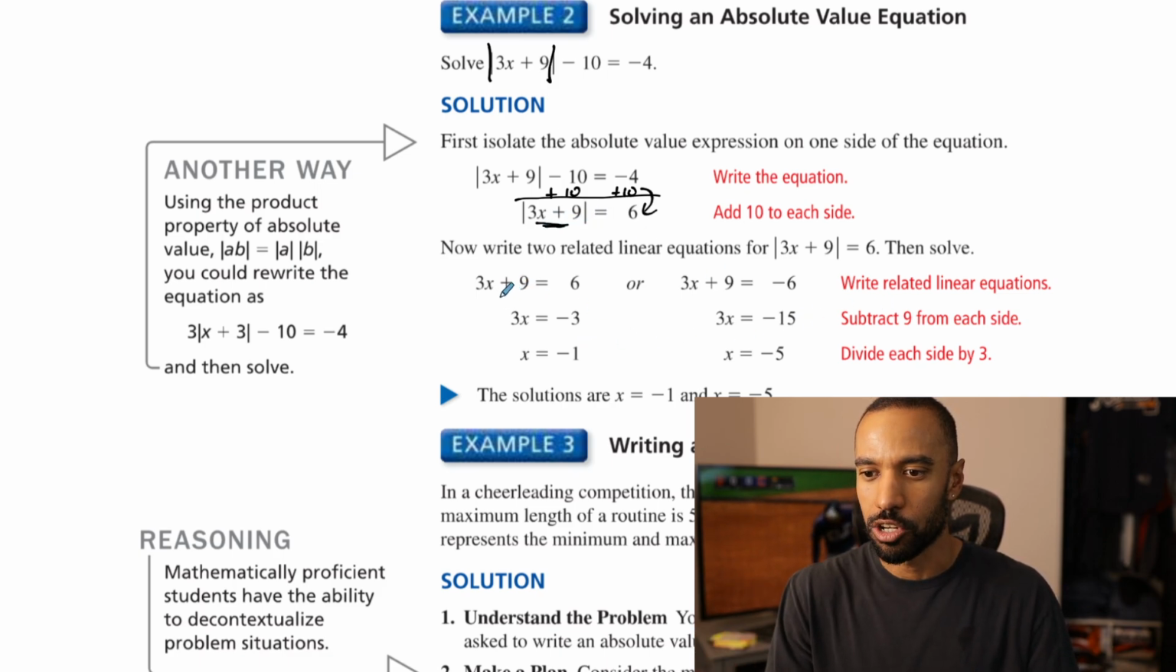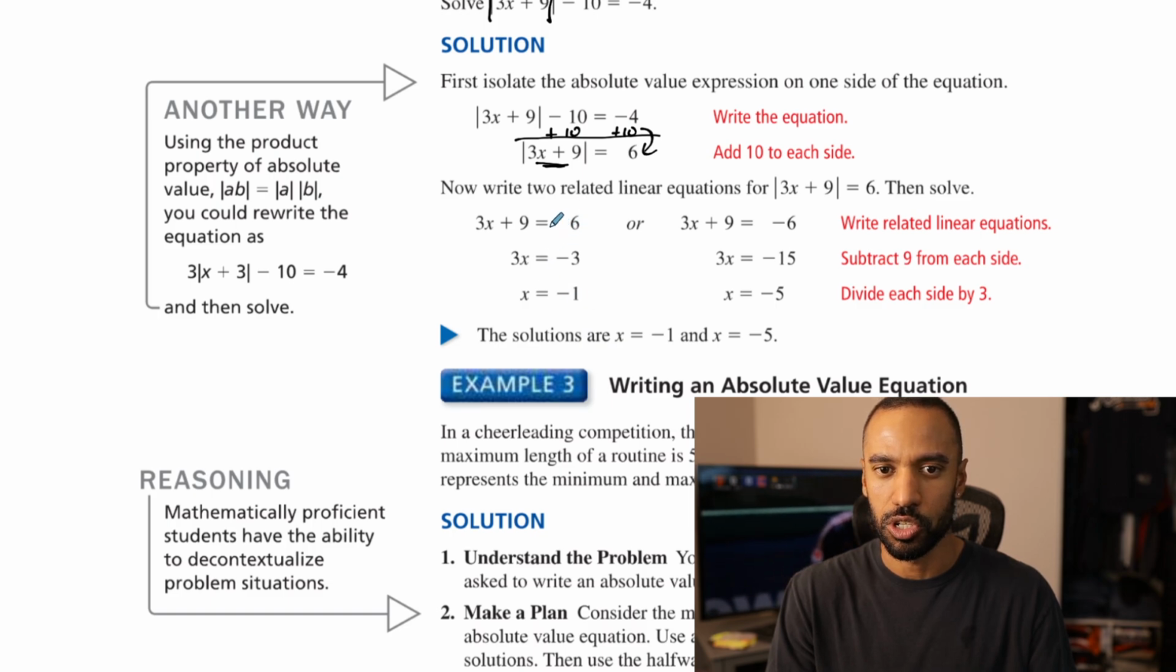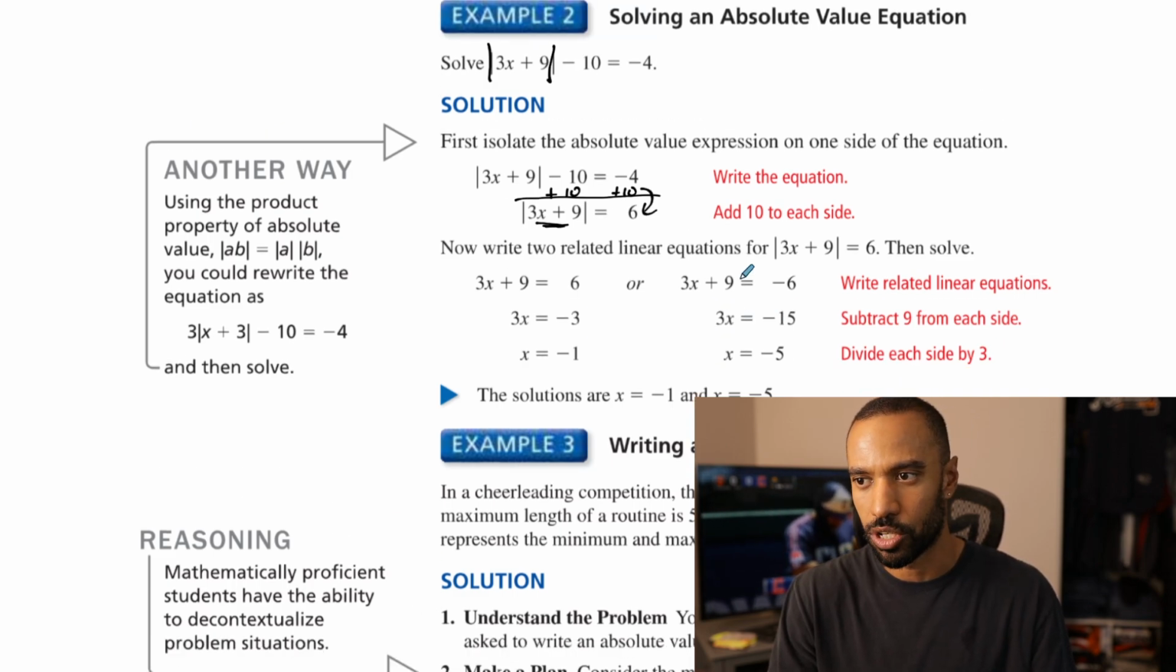Anyway, you do some of that algebra work that we're so accustomed to doing. Subtract 9 from both sides, divide by 3. Subtract 9 from both sides, divide by 3. But we might get different answers because 6 minus 9 isn't the same as negative 6 minus 9, right? One's negative 3, one's negative 15. And we get negative 1 and negative 5. They're not asking us to graph, so we'll leave it.